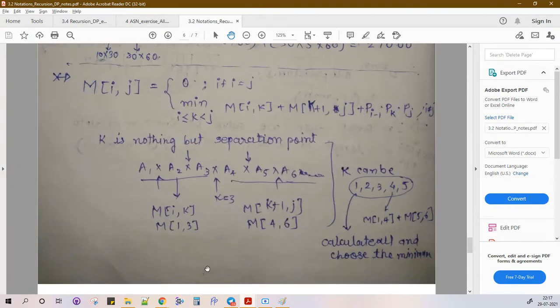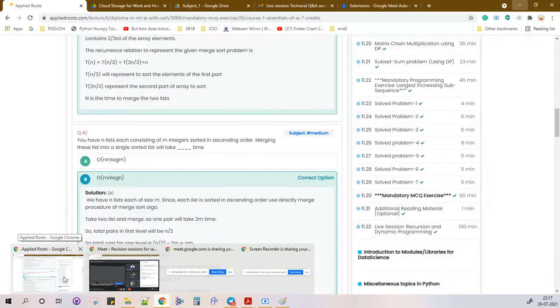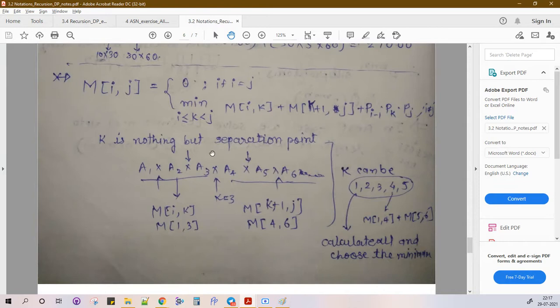We have two examples. One was discussed in solved problem 4 or 5, and one was in the exercise. Okay, so given Mij, what is Mij? Mij is nothing but the cost of multiplying from i to j. It is not particularly row and column.